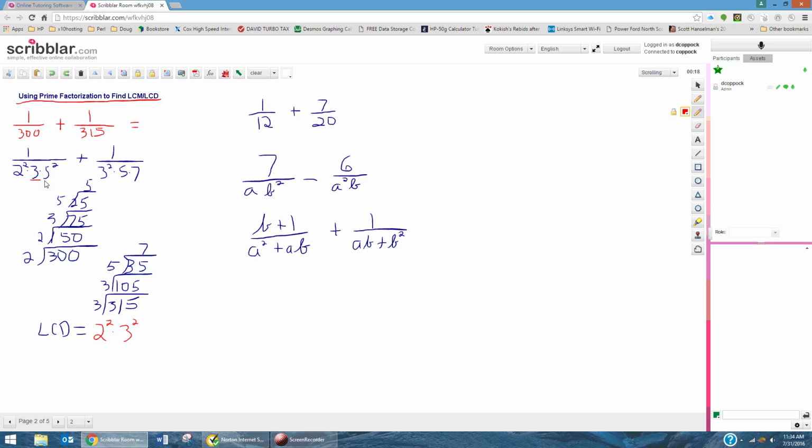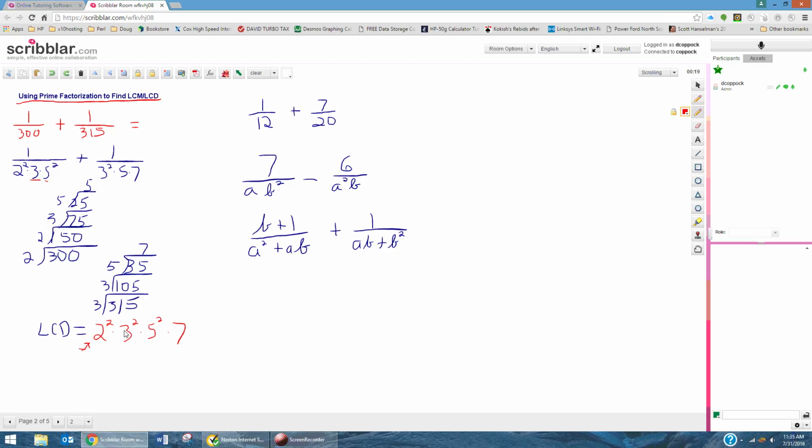Then I return to here. I see I have a 5 here. There's at least 2 factors of 5 here. There's only 1 here, so I only need 5 squared. If I put 5 cubed in the LCD, well, I'd have a common denominator, but I wouldn't have the least common denominator. And finally, I can see I need a 7. So this number, the least common multiple of these two numbers, 300 and 315, whatever it is, if I multiplied it all out, is divisible by 300 and it's divisible by 315.